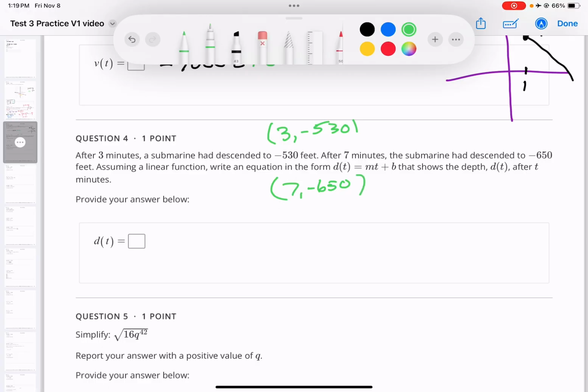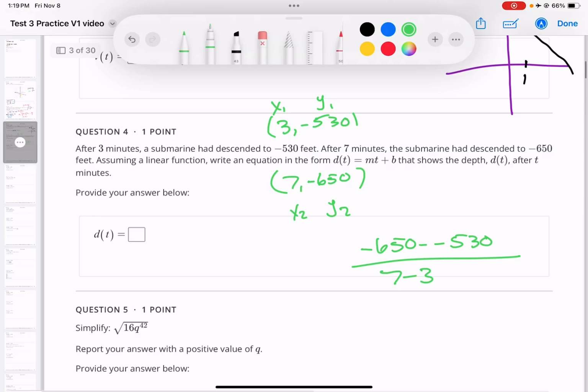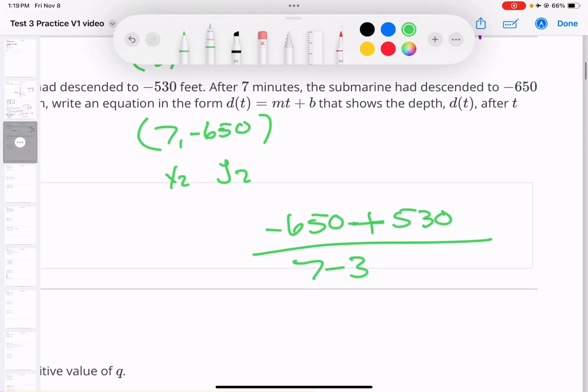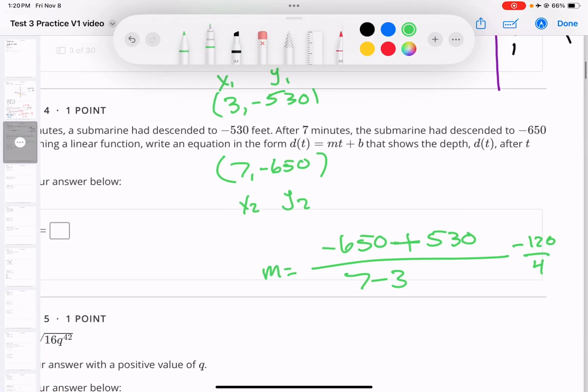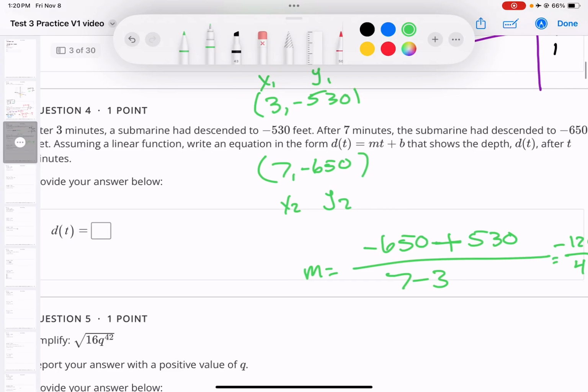And so those are our points, okay? So it's just writing our linear function, the same thing we did. So we need to find our slope. We'll call this x1, y1, x2, y2. So we got negative 650 minus a negative 530 over 7 minus 3. Minusing a negative is a positive, so negative 650. So that's negative 120 over 4. So my slope is negative 30.